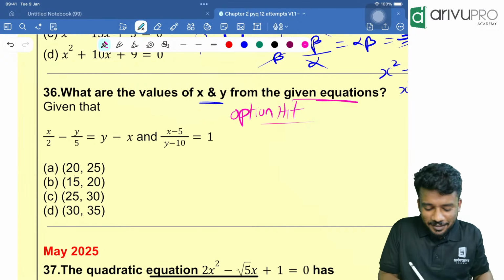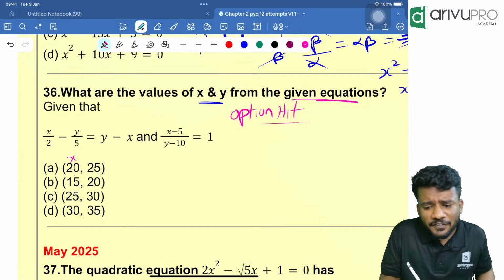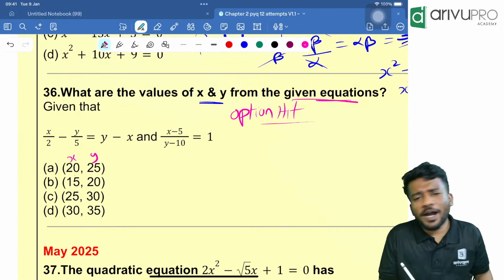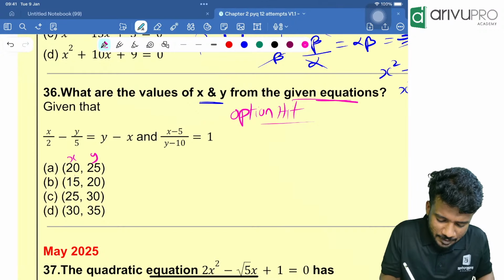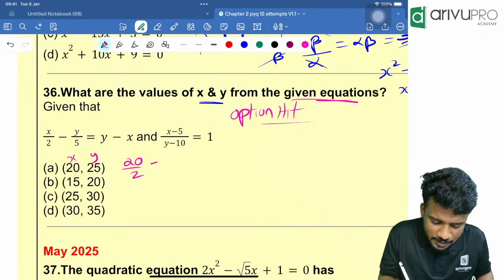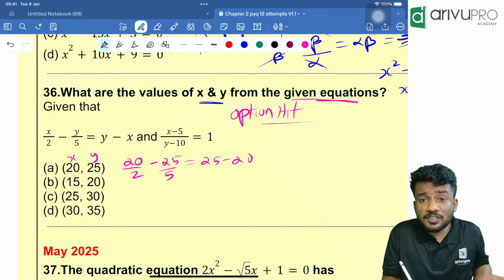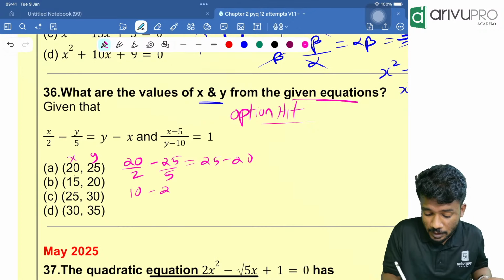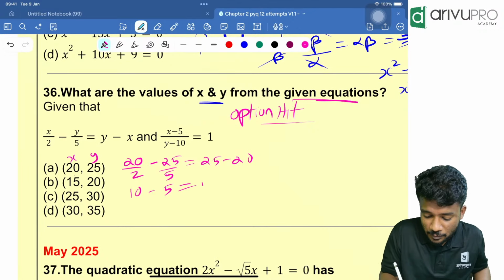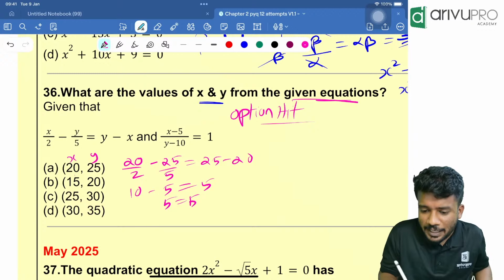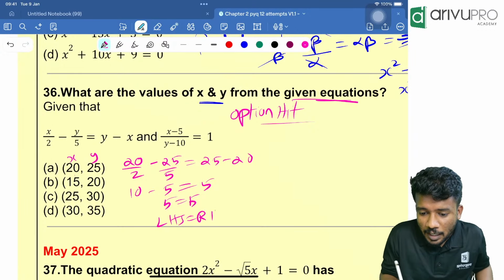Now instead of x put 20, instead of y put 25 in option A. That means 20 by 2 minus 25 by 5, which is equal to what? 25 minus 20. We will check whether LHS is equal to RHS. 10 minus 25 by 5 is 5, which is equal to 5. So 5 is equal to 5. LHS is equal to RHS.